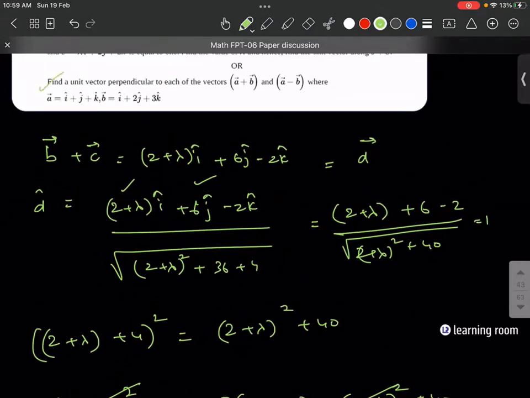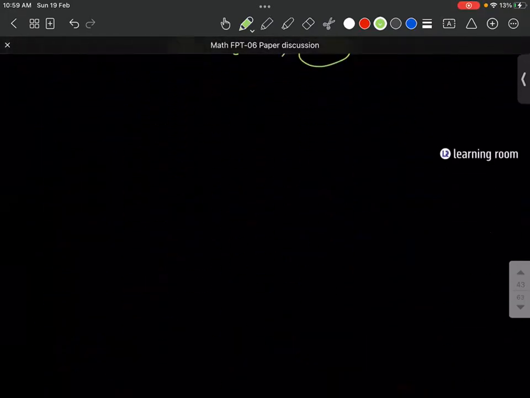Find the unit vector perpendicular to each of the vectors a vector plus b vector, and a vector minus b vector, where a and b are given as this. So how to solve this? Whenever you need to find a vector which is perpendicular to both the given vectors, you always need to perform the cross product between them. So basically what you're supposed to do in this problem is, you do the cross product.